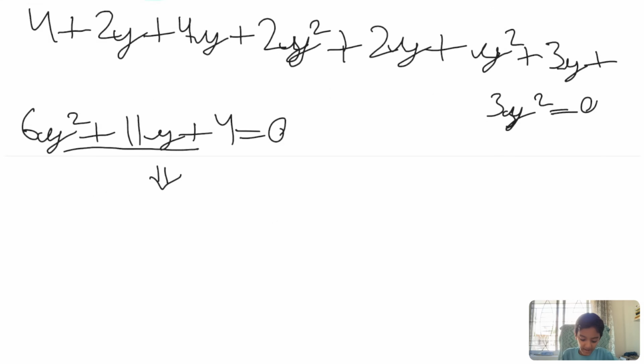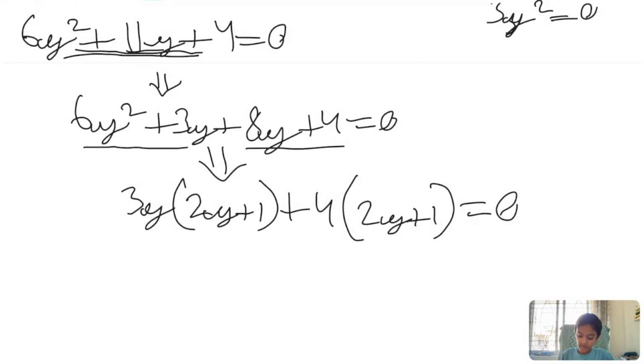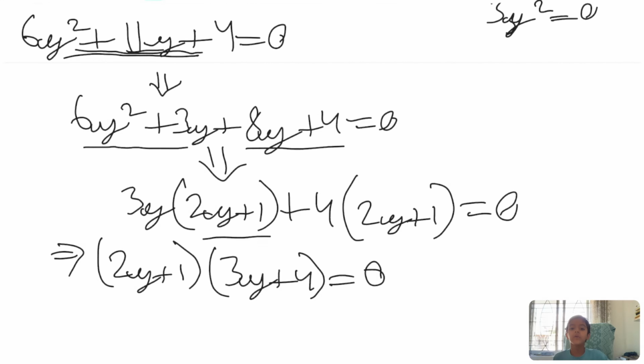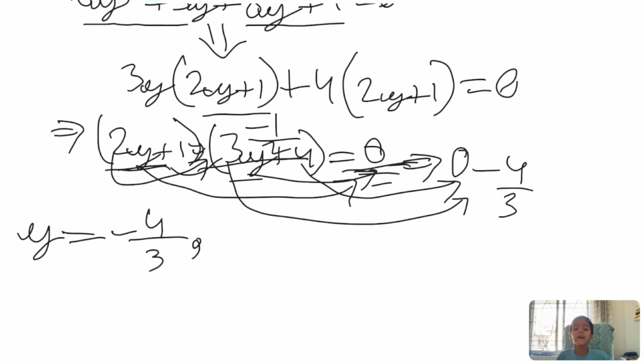Now we will factorize this quadratic equation. 11y will become 3y plus 8y. Now we will take common out of 6y square plus 3y and 8y plus 4. Now we will take 2y plus 1 common. Now we will find out the two values of y. So the first value of y is minus 4 by 3, and the second value of y is minus 1 by 2.